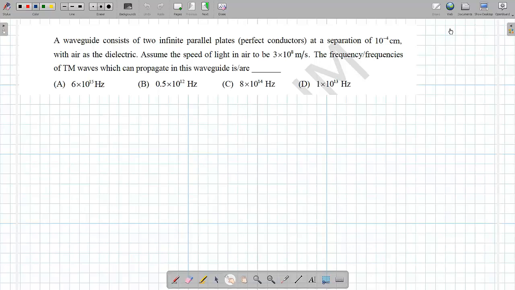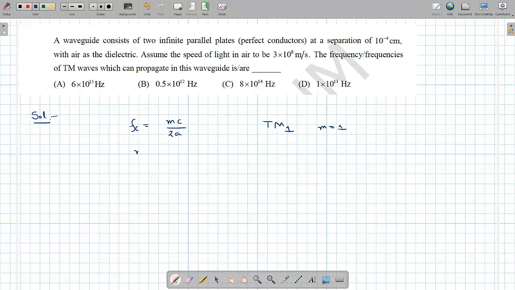There can be multiple options which can be correct for this question. Now, it's a simple question. We just need to know that for a parallel plane waveguide, the cutoff frequency fc is mc upon 2a. If I want to find the minimum frequency, the lowest mode, then it will be the TM1 mode. This implies m equal to 1. The rest will be higher modes of this.